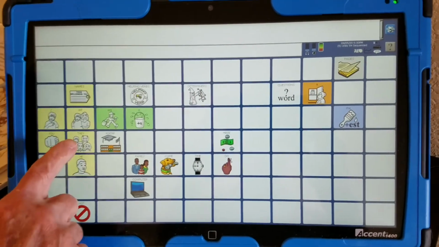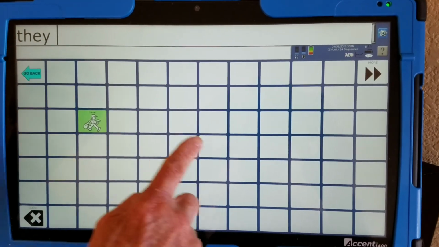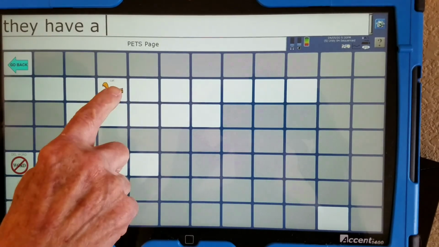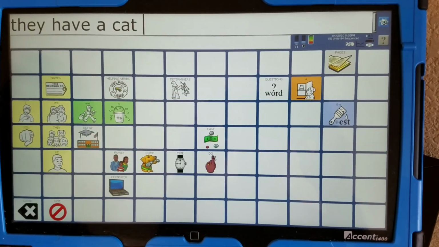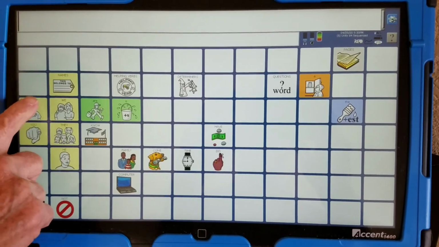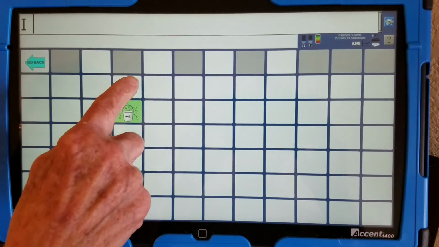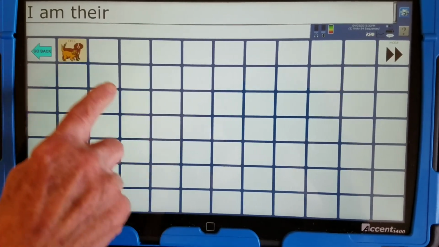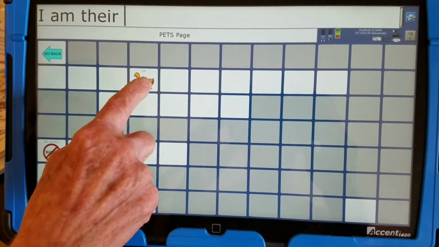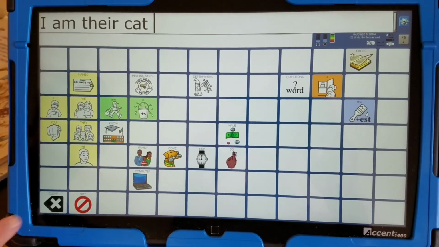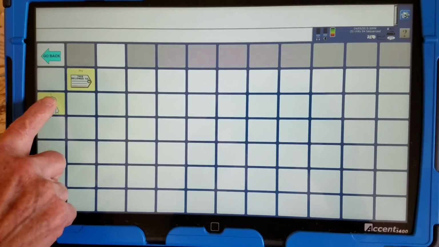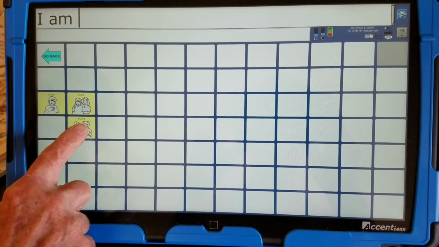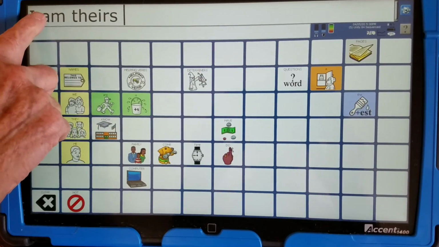Jack says they have a cat. Cat. They have a cat. Yep. He says I am their cat. I am theirs.